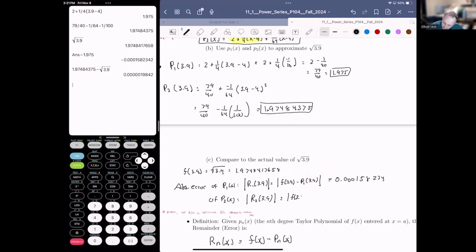F of 3.9 minus P2 of 3.9 is equal to 0.1, 2, 3, 4, 5, 6. 1, 2, 3, 4. I can't count that many zeros. I'm kind of getting stuck here. Wait. 1, 2, 3, 4, 5. Golly, dude. That was a little too tough for me.